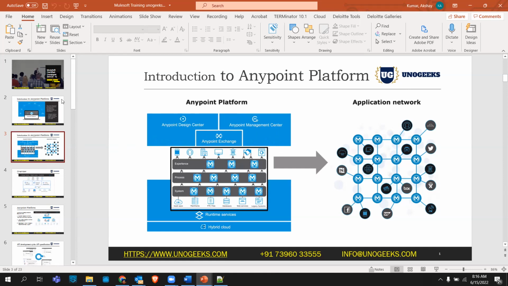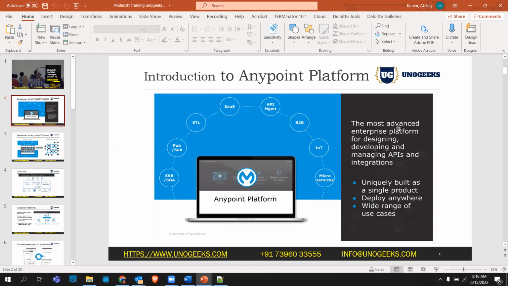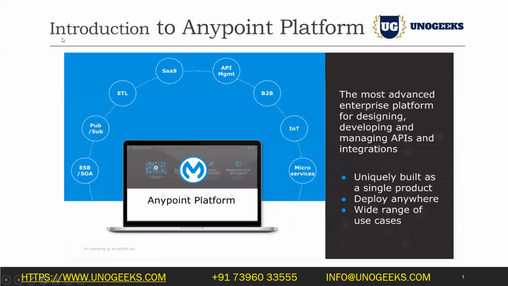Okay, so first, let me share this one. The first thing is the introduction to Anypoint Platform. What does Anypoint Platform do? What are the unique features of it? As you can see, all these things which you see here, microservices, IoT, business to business, API management, SaaS, ETL, publish subscribe, ESB, all these things can be done through Anypoint Platform.